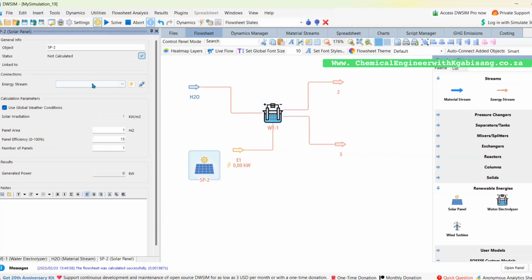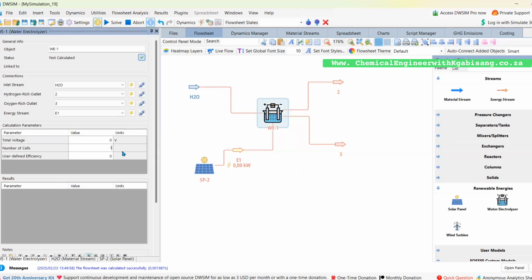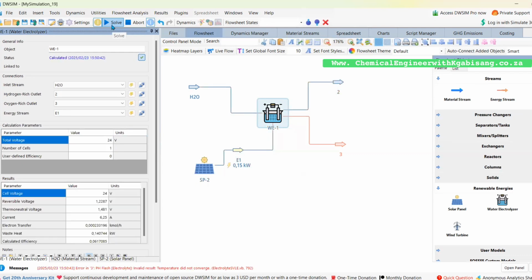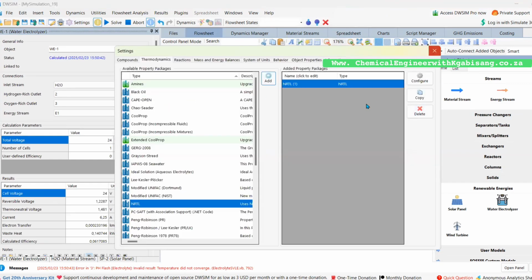And then the next step will be to define the parameters for your electrolyzer. Depending on the power supply, you can just specify there. For now, I just said we're going to need 24 volts, and the number of cells can just be 1. You can also edit your solar panel depending on the output you wish to get. I solved my simulation, but I also got an error. And based on this error, I'm just going to change my thermodynamic properties. If you solve again, now it should be okay.